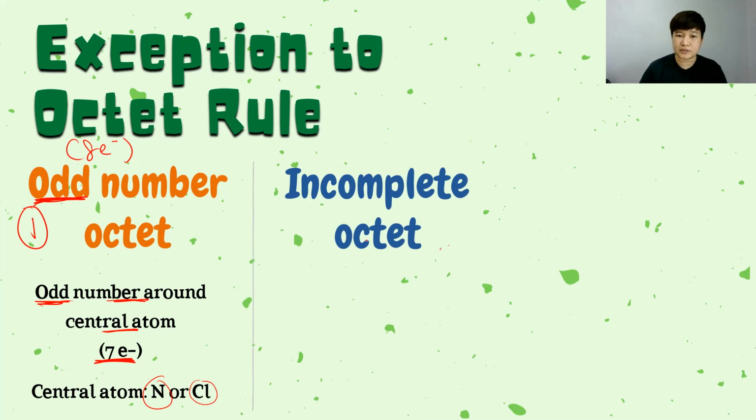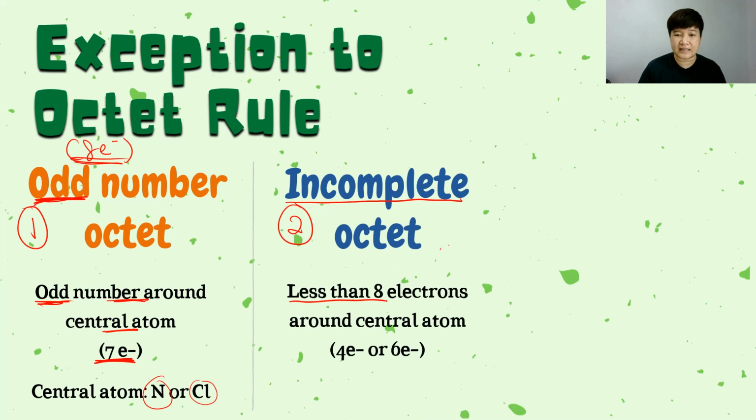We have the second exceptional case to the octet rule, which is incomplete octet. Knowing that your octet is 8 electrons, incomplete means not enough. Therefore, you will have less than 8 electrons around the central atom. Normally, it will be 4 or 6. Why 4 or 6? Because if it's an odd number, then it becomes the odd number octet already. So your incomplete octet will normally be an even number and less than 8 electrons.